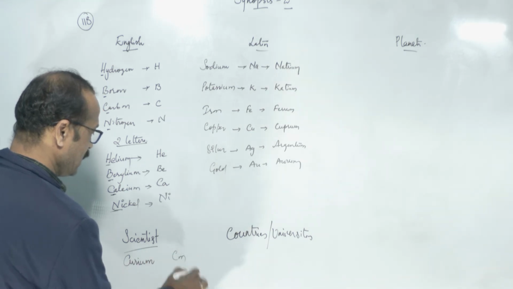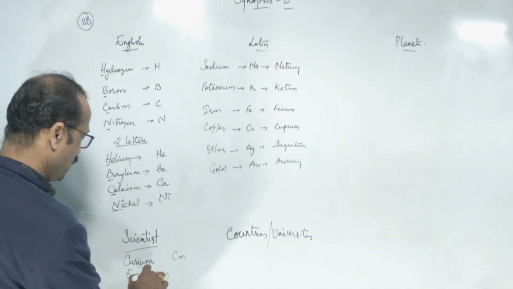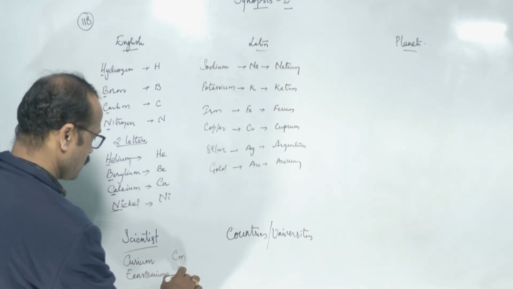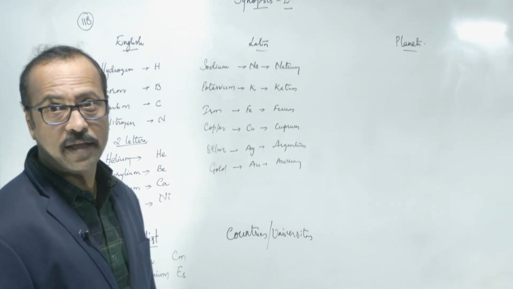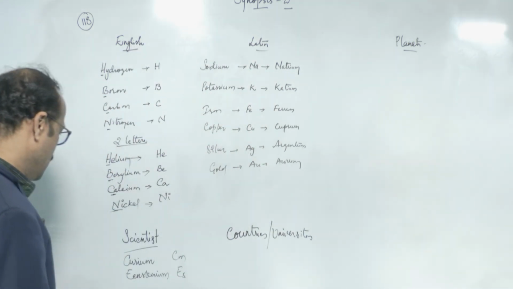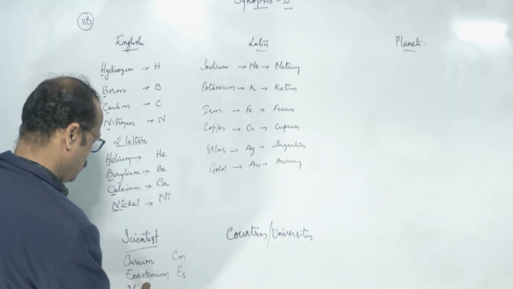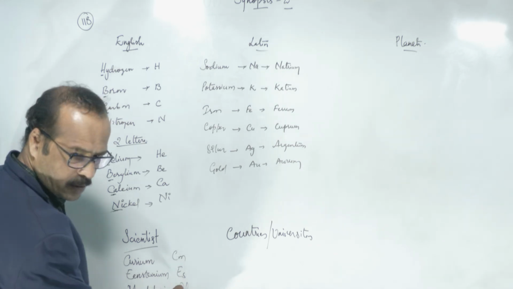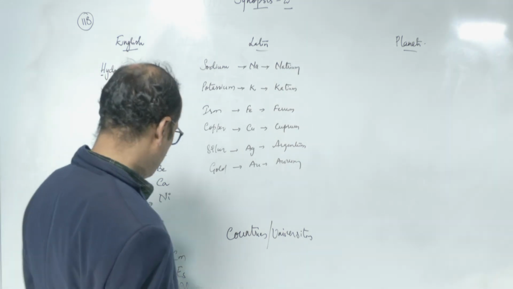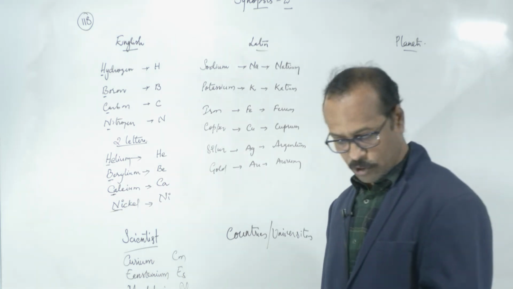And the symbol is Cm. Next, Einsteinium, named after Einstein. You know Einstein? Yes, Einstein, a great scientist, Albert Einstein, right? So, Albert Einstein. Then you can go for Mendelevium. Can you see? Okay. So, Mendelevium, if you can see in your material.